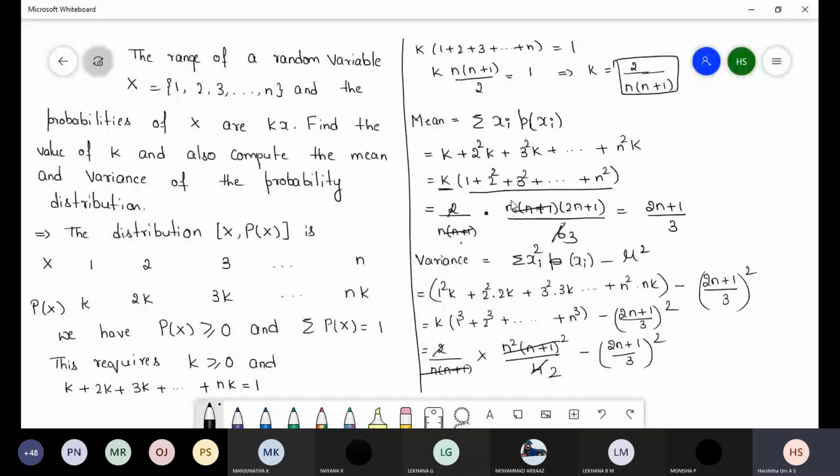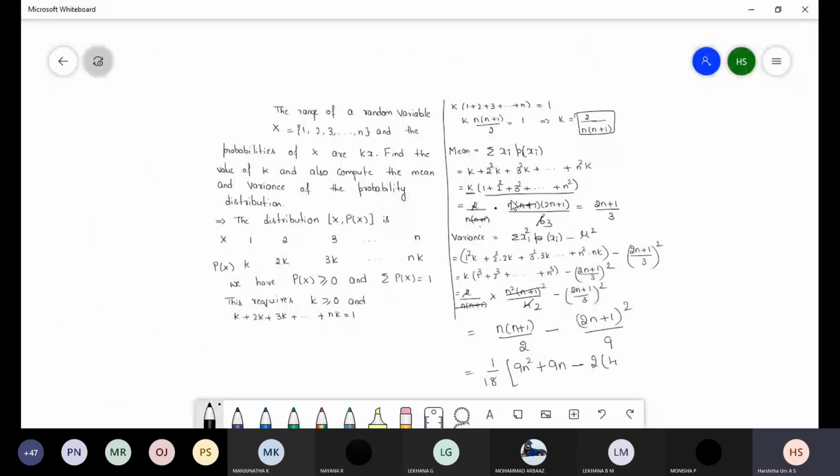Again the LCM will be 18. So 9n square plus 9n, because 2 nines are 18. 9n into n square plus 9n minus here 2 into, split this one in the form of a plus b whole square, 4n square plus 1 plus 4n, that is equal to 1 by 18. 9n square minus 8n square is n square. 9n minus 8n, that is plus n, minus 2 into 1 is minus 2. This is the solution.